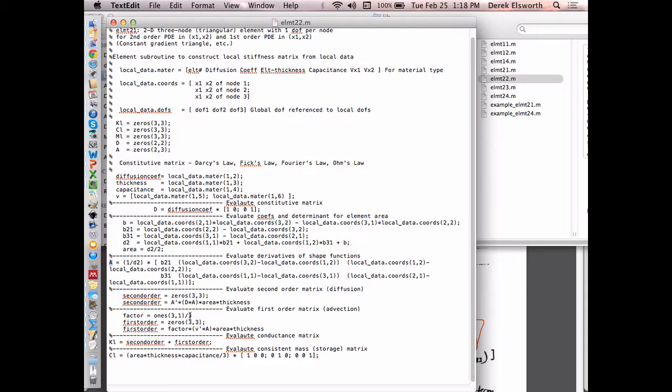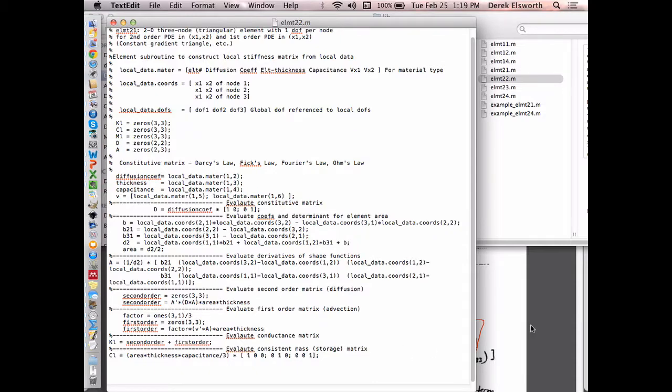That's a good question. So this is the A matrix, and this is the sign for A transposed. This is dA. So this is calculating the magnitude of the second order matrix. This is the diffusion matrix, which is just the regular conductance matrix that we have for the second order term. And then the first order term is going to be the transpose of the velocities multiplied by the A matrix, multiplied by the area of the element times the thickness, and the factor is just going to be this value of a third, which is the multiplier of this.